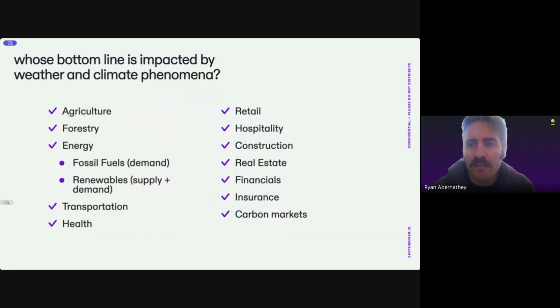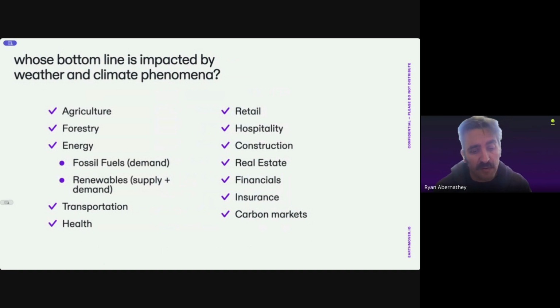Now, whose bottom line is actually impacted by weather and climate phenomena? Well, it's really easy to go through a list of industries and see that so many different parts of our economy are waking up to the fact that they are directly impacted by what's happening within the Earth system. Agriculture is, of course, one of the most common examples of this. Forestry. Energy is, of course, a huge example of an industry, both on the demand side and the supply side, particularly when it comes to renewables. And so just go down the list.